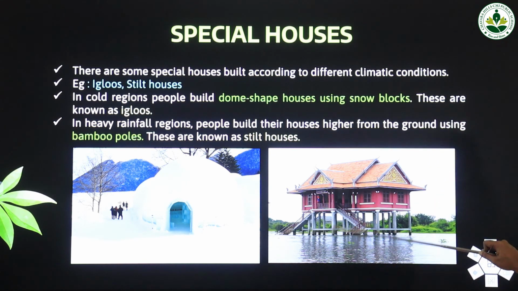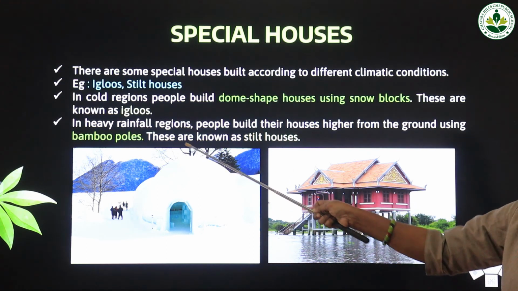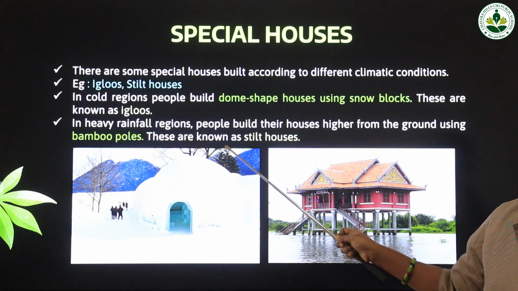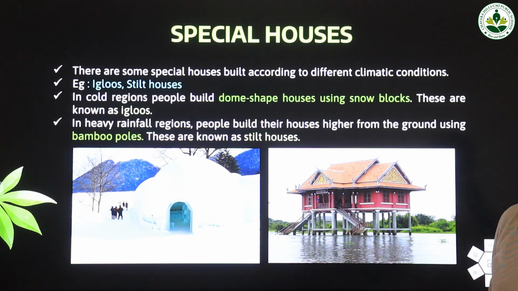See, this is the stilt house. You can see it is built higher from the ground, and normally they use bamboo poles. So here it is concreted. Normally bamboo poles are used, and such type of houses are known as stilt houses. See, here water is there in the lower part, and the house is above the water level. So people and the things can be safe.